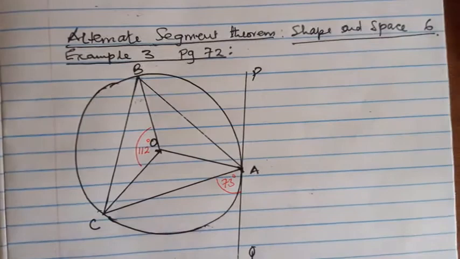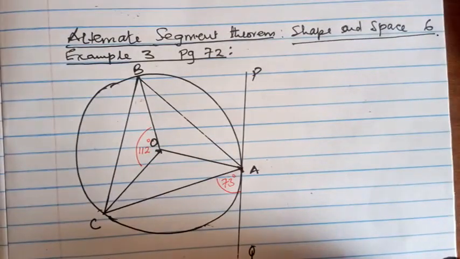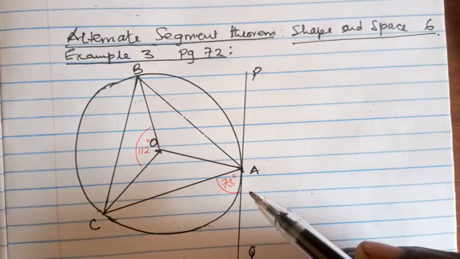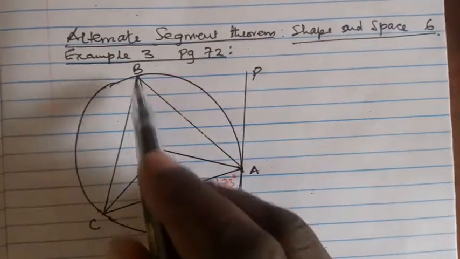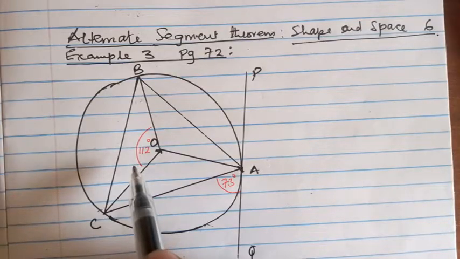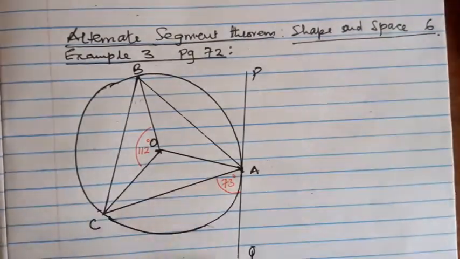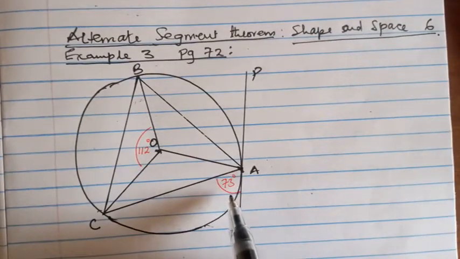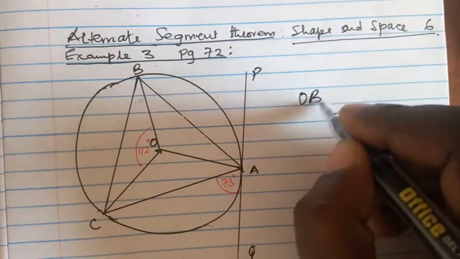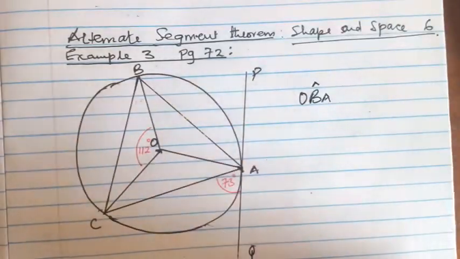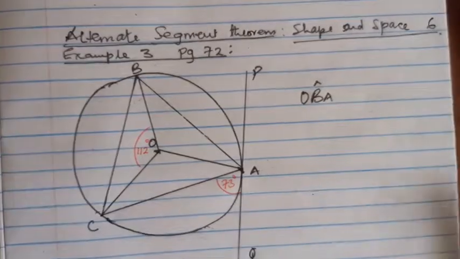Example 3 talks in the diagram: PAQ is a tangent at A to a circle with center O. Angle BOC is 112 degrees, and angle CAQ is 73 degrees. Work out the size of angle OBA. We should be able to calculate angle OBA.